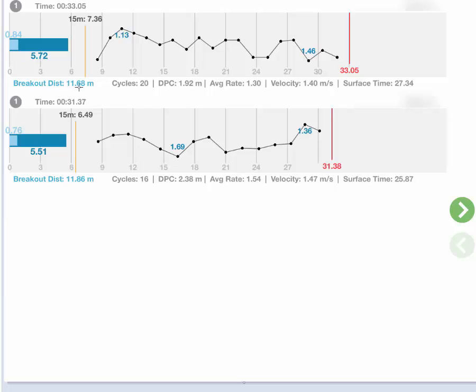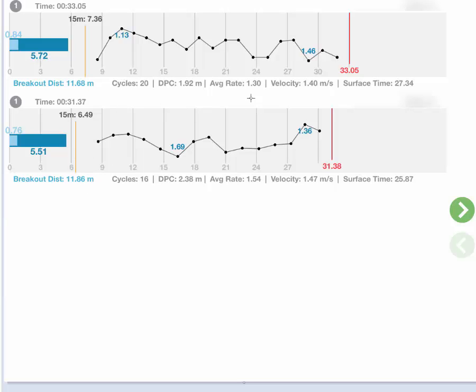His breakout at Purdue, you see, was 11.68, which we said was awfully good. He was 11.86 here, so he was a little bit further, and he got there a little bit faster. He was 5.7 here and 5.5 on his breakout at Junior Nationals. But what's really impressive is at Purdue he was 7.3 here at the 15 meter, and he was 6.4, so almost a full second faster at the 15-meter mark at Junior Nationals. And some of that certainly has to do with being shaved and being in a suit, but that's awfully fast getting to 15 meters.